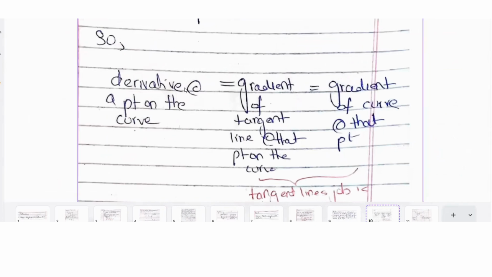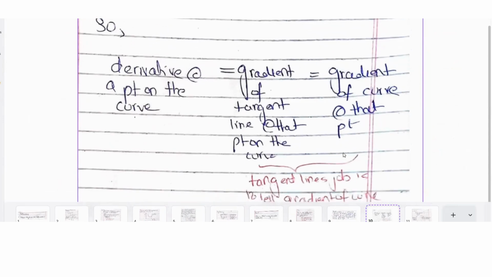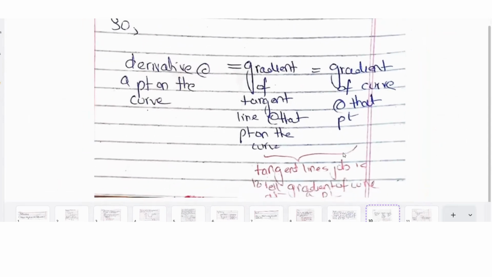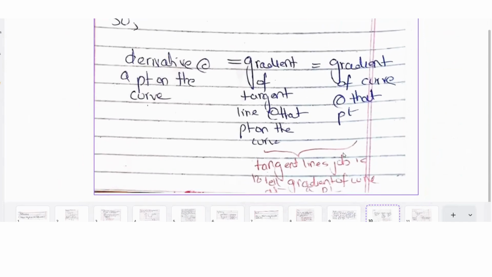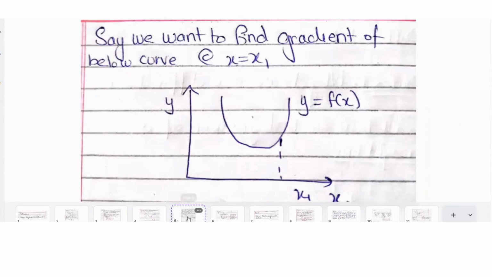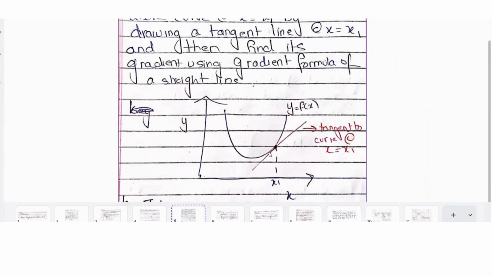So in short, the derivative at a point on the curve is the gradient of the tangent line at that point on the curve, which is equal to the gradient of the curve at that point. Because remember, the tangent line's job is to tell the gradient of the curve at a point. So instead of graphically drawing a tangent line to the curve at that point and then ourselves calculating the gradient of this line, which won't be very accurate, we can use the concept of differentiation to find the gradient of the tangent line to the curve at a particular point to get the gradient of the curve at that point.